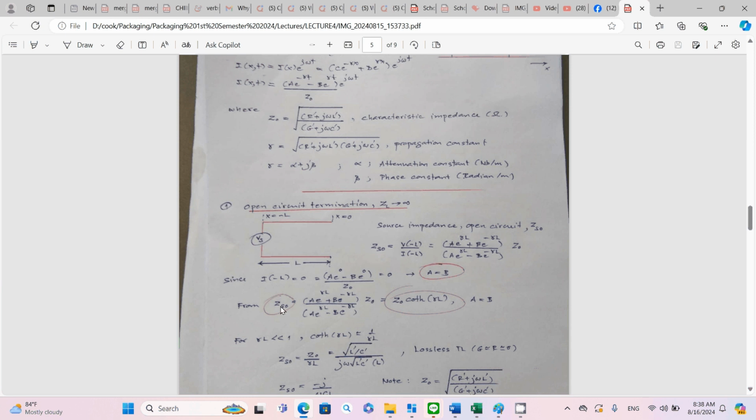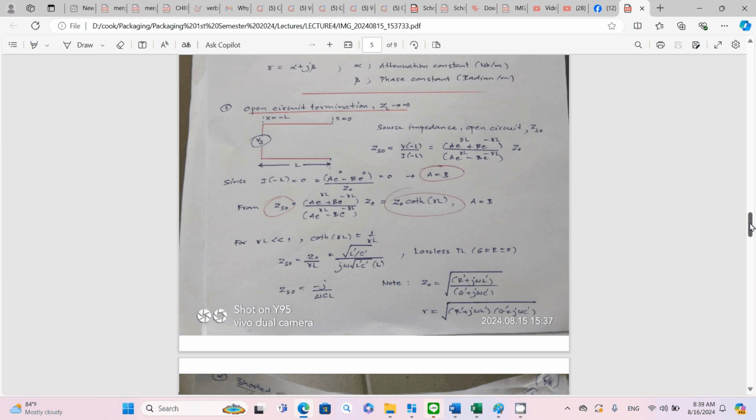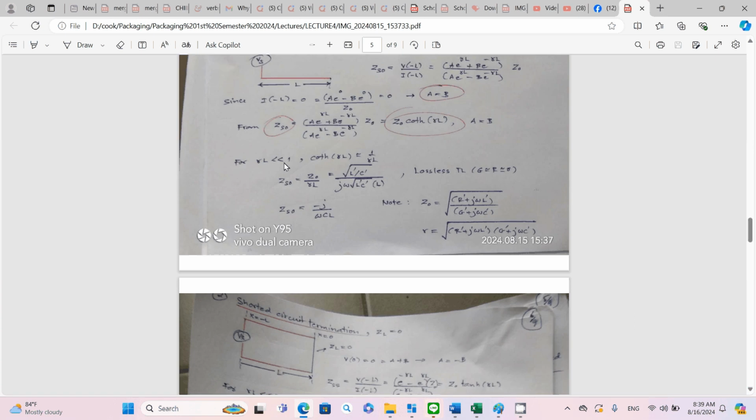So your source impedance for the open circuit turns out to be this term at their source. And the relation ends up to be a cotangent of gamma L. And you also put A equal to B. Now for gamma L much less than 1, you know that cotangent gamma L is approximately 1 over gamma L.